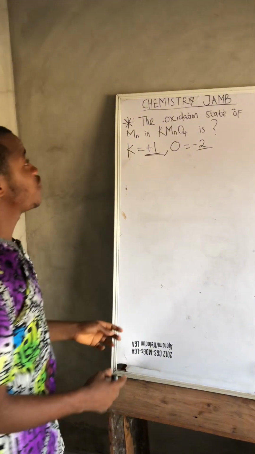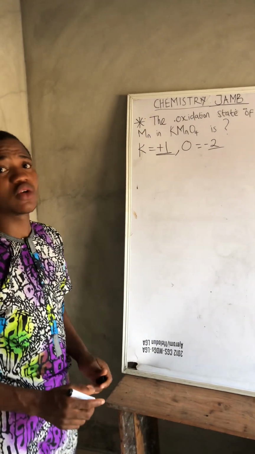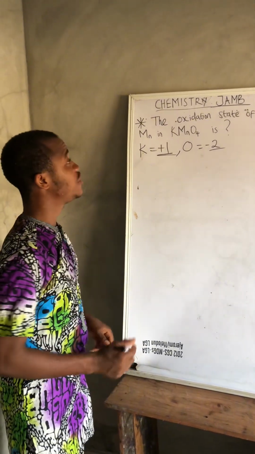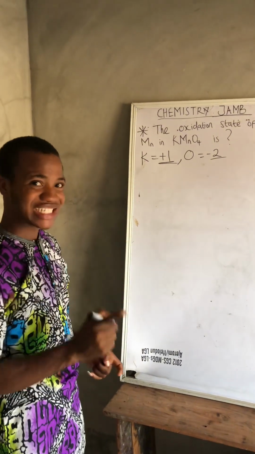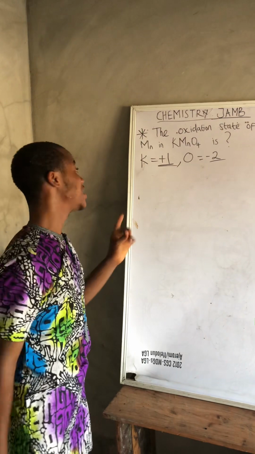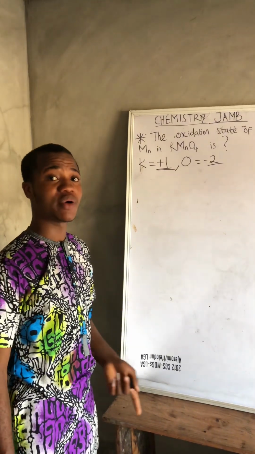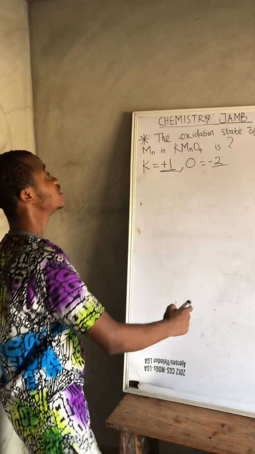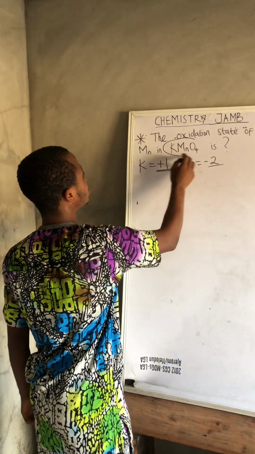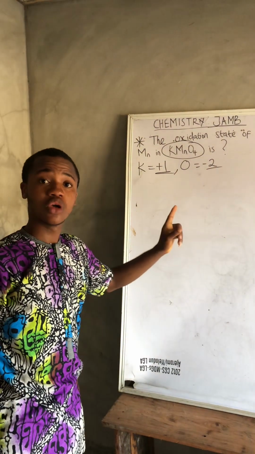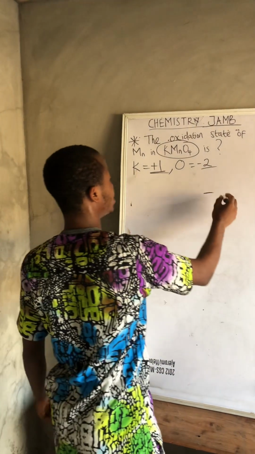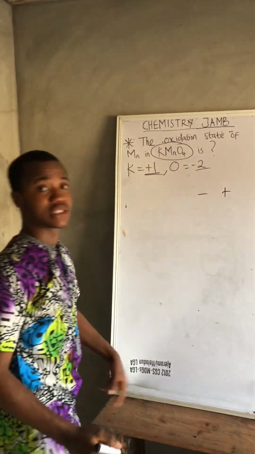Before I start solving, there is a particular law that states that the sum of the total oxidation numbers of a neutral compound is 0. And this is how you can know a neutral compound. A neutral compound is a compound that does not have a charge. You can see this compound does not have a charge at all, either a positive charge or a negative charge at the top.